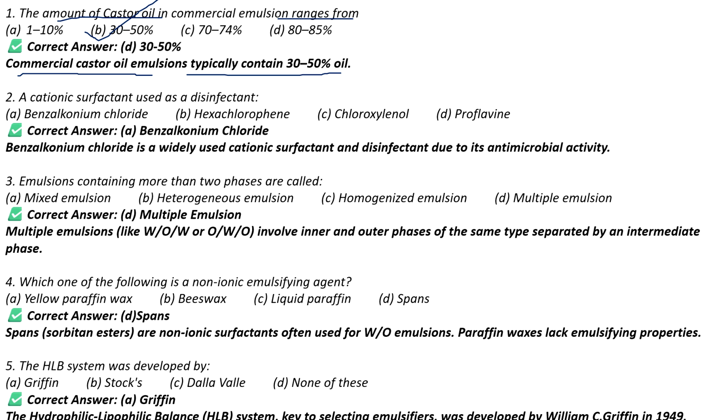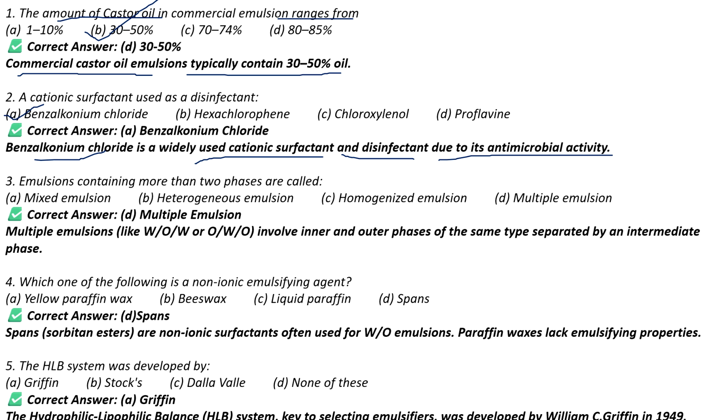Moving on to the next question, a cationic surfactant that is used as a disinfectant. We have to identify a cationic surfactant which can also be used as a disinfectant. Options given are benzalkonium chloride, hexachlorophene, chloroxylenol, proflavine. So benzalkonium chloride is widely used as a cationic surfactant and disinfectant due to its antimicrobial activity. So we can say option A, that is benzalkonium chloride, is a cationic surfactant that can be used as a disinfectant.